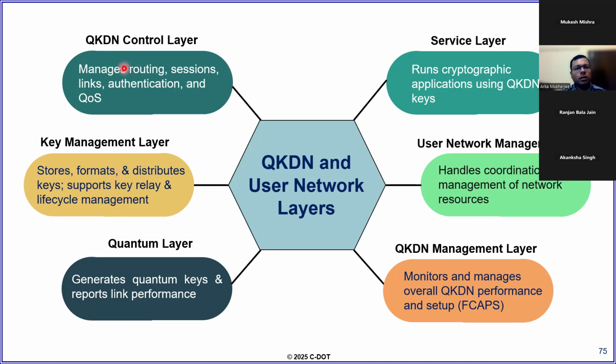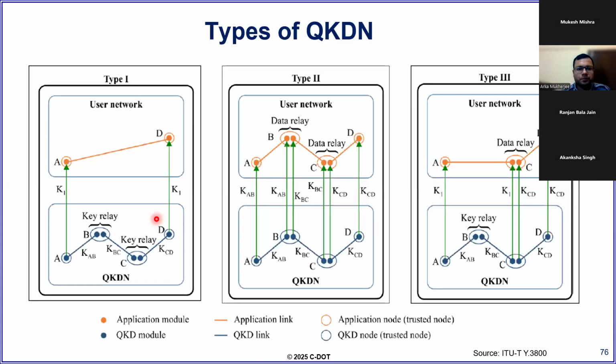Then there is a QKD control layer, then the service layer, user network management layer, and the QKD network management layer that performs the FCAPS. FCAPS means fault, configuration, accounting, performance, and security. When you deploy a network, you need to manage every parameter, like whether the network is operating fine, and what the quality of service parameters are. All these things are taken care of by different layers. You can go through the standard and it will give a fair overview of how to deploy a network and which layer performs which functions.